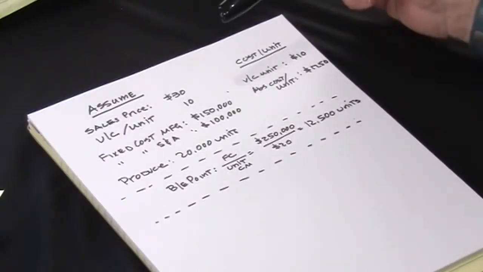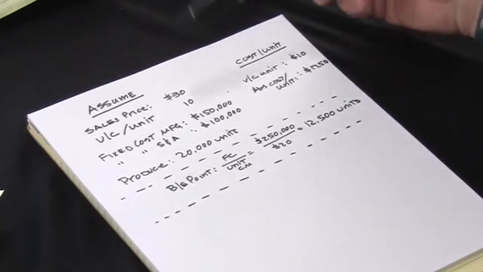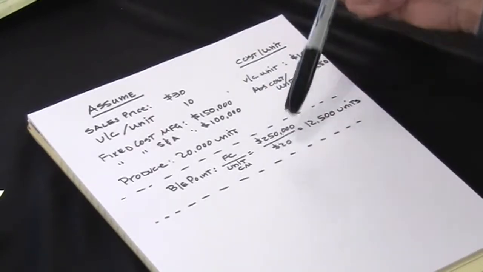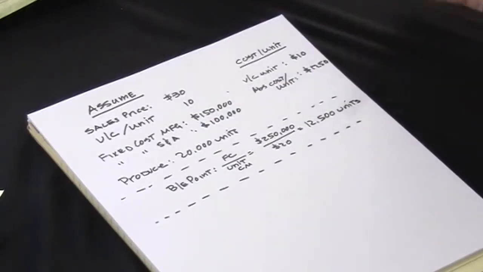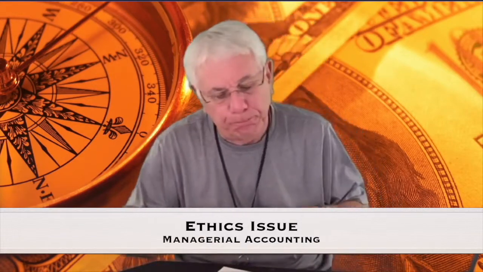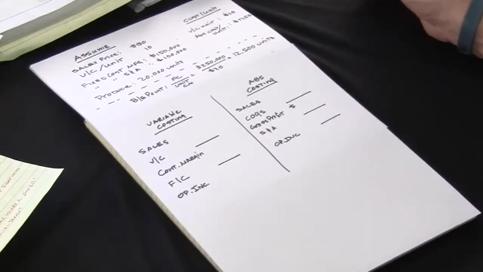We're going to produce 20,000 units, so if we apply the break-even formula of fixed cost divided by unit CM, we find that the break-even point for this company, with this cost structure, is 12,500 units. So with that in mind, let's do something that I think you might find interesting. We're going to produce 20,000 units, but we're only going to sell 12,000. So we are producing too many. And we produced too many because we wanted to.